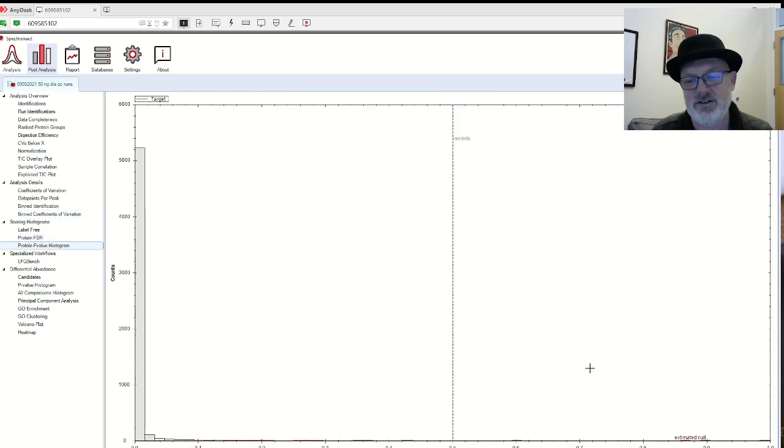This is always good. I always like to look at the p-values. So I believe this is the p-values for the scoring, not the differential expression. So we see a nice p-value, nice bar here, which is what we should expect.